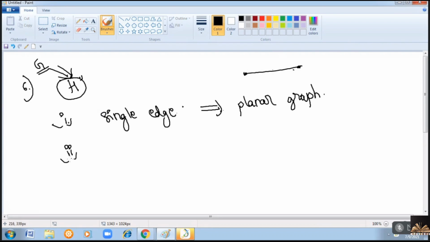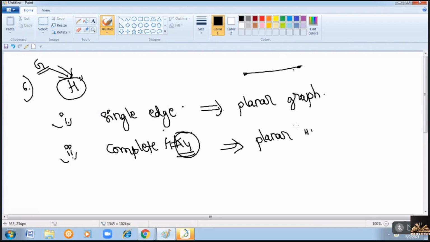Now check whether the new graph obtained is a complete graph with 4 vertices. We have seen in the previous class that a complete graph with 3 vertices is planar, a complete graph with 4 vertices is planar, but a complete graph with 5 vertices is not planar. That is the reason, if the graph obtained is a complete graph with 4 vertices, you can simply say that it is a planar graph.